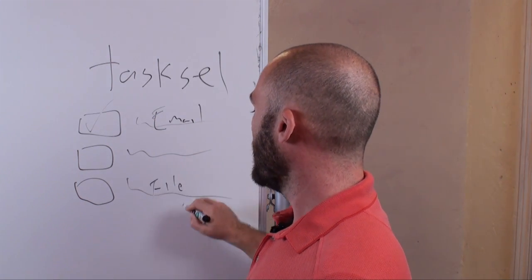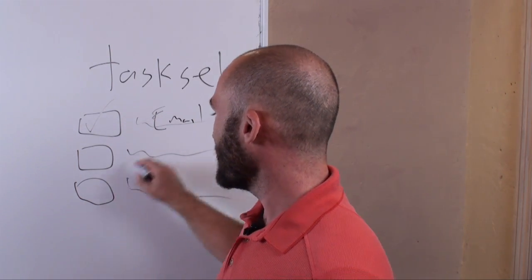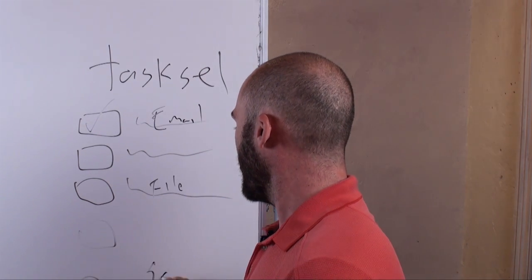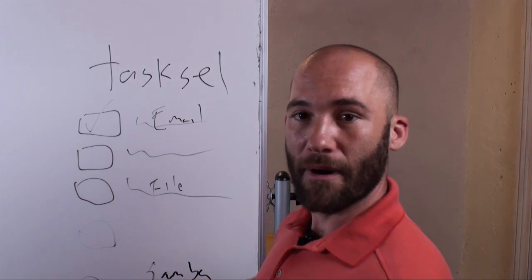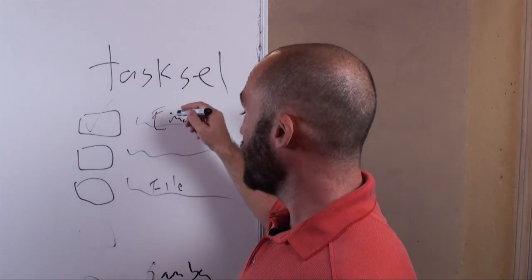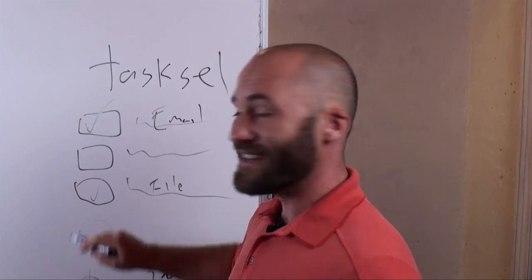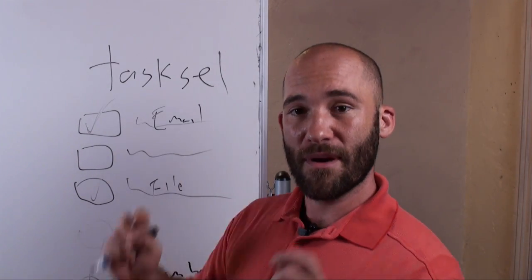Or if you need a file server, or if you need a couple of things. So there's 20 different checkboxes. Let's say you want it to be, let's see, Samba. That's called Samba. Let's say you want 3 out of the 20. So you would say, I want an email server, I want a file server, and I want a Samba server. And then you hit enter.